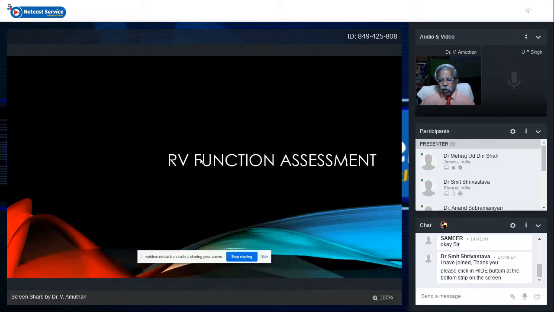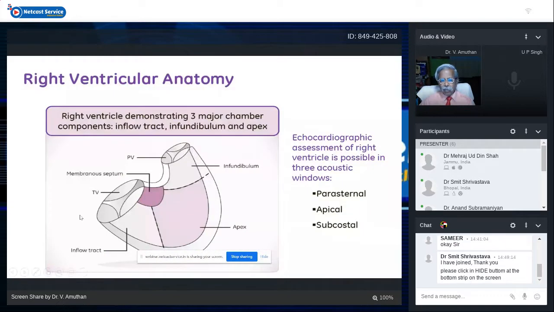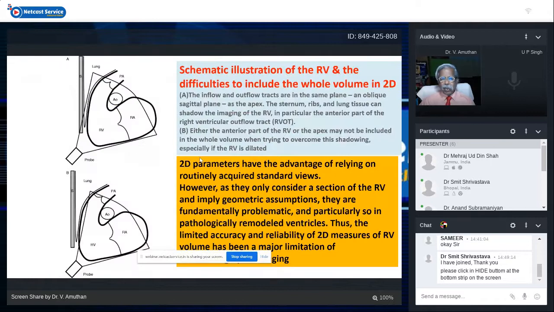Another important thing is the RV function assessment. See, the RV has 3 portions: the inflow tract, the apical portion, and then the infundibular portion. So 3 portions: inflow, apical region, as well as the infundibulum. So in 2D calculation, it is always very difficult. 2D parameters have the advantage of relying on routinely acquired standard views, but the problem is the infundibulum will not be counted. So if you want to calculate the infundibular area also, only 3D can do that.